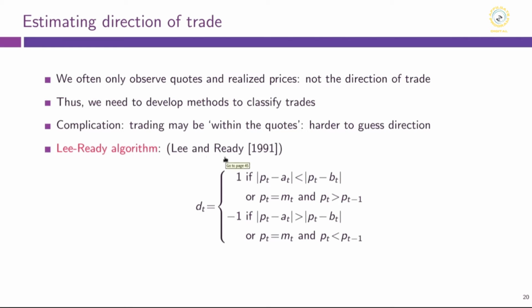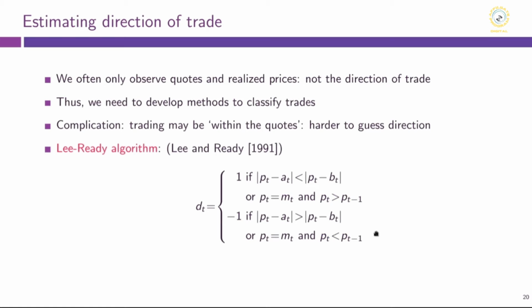And that's what Lee and Ready decided to fix in their 1991 paper, in which they proposed a very simple but effective algorithm. This algorithm says, well, if the realized trade price is closer to the ask price that was offered in the market at that time, then you say that it was a buyer-initiated trade. While if the realized price is closer to the bid quote, then it is a seller-initiated trade. In the unlikely case when the price is exactly at the mid-quote, you can look at the direction of prices. So if price went up compared to the previous transaction, then you say it was a buyer-initiated trade, and vice versa, if the price went down, then it was a seller-initiated trade. A very simple and straightforward algorithm.